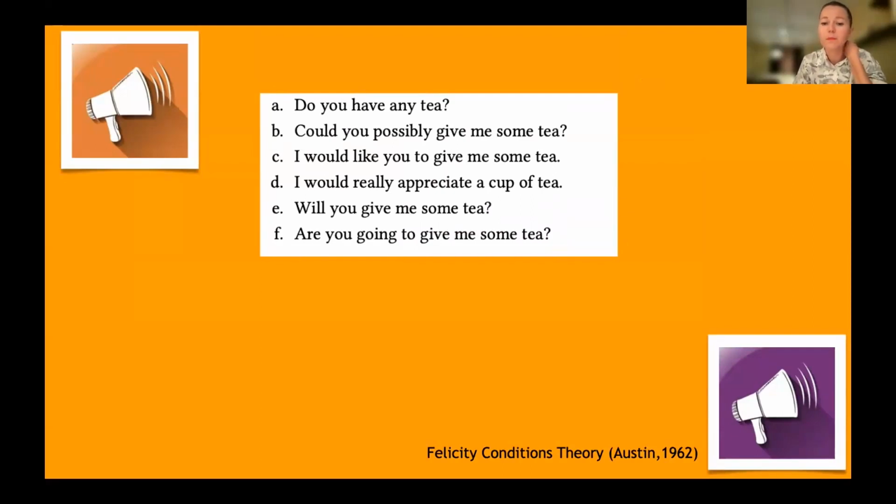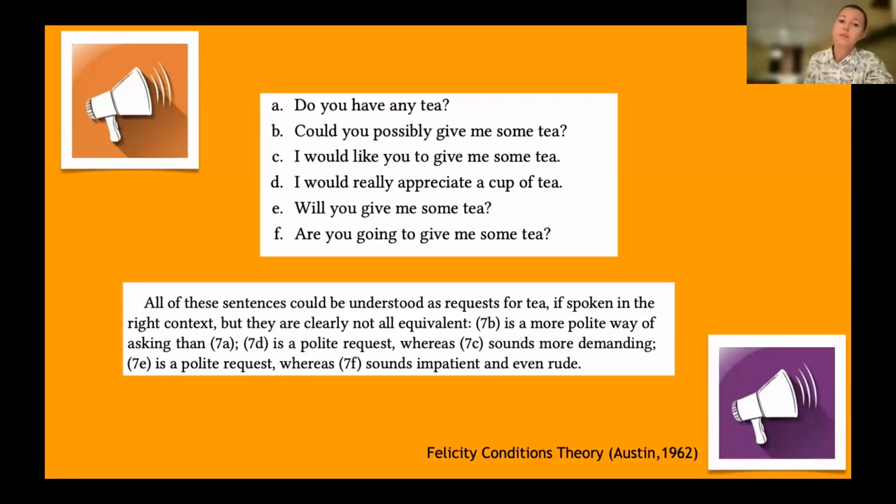So this theory is elaborated by Austin, and here he gives the interpretation of in which situations you can use the particular phrase. So the sentences could be understood as a request if spoken in the right context. So here are the contexts. Could you possibly give me some tea is a more polite way of asking. I would really appreciate a cup of tea is a polite request.